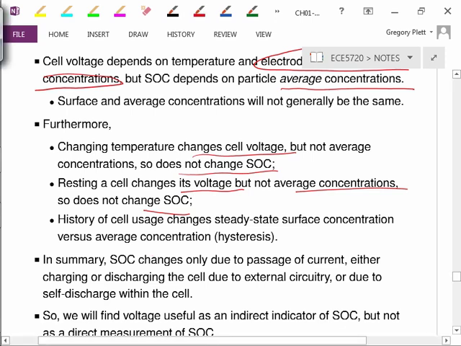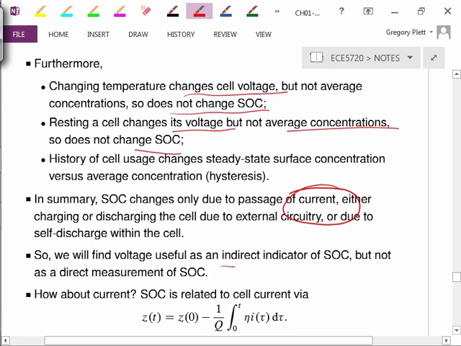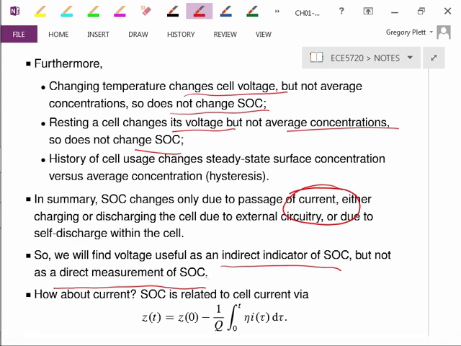So in summary, state of charge of a cell changes only due to passage of current, either charging or discharging due to external circuitry, or due to some internal self-discharge within a cell. So current is the primary impactor of state of charge, really the only impactor of state of charge. Voltage is an indirect indicator of state of charge, but it's not a direct measurement of state of charge. Okay, so voltage is particularly troublesome to use as a state of charge estimator element, although any good state of charge algorithm will use voltage as an input, and we'll see that in chapter 3.